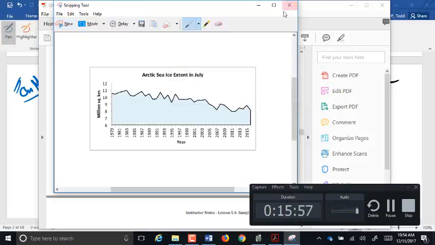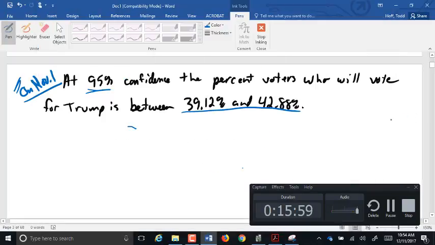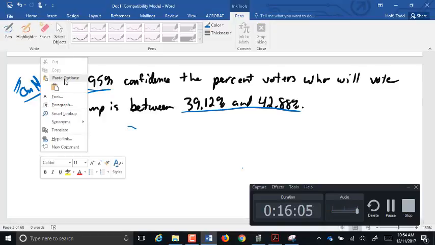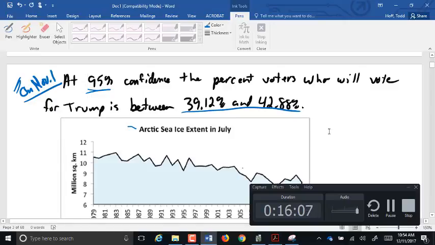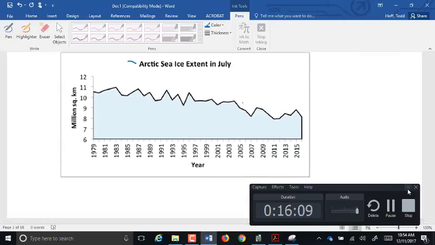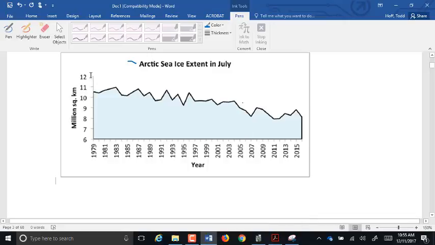Okay, in the P&L, we had, they're talking about global warming. And they gave us this graph here on global warming.